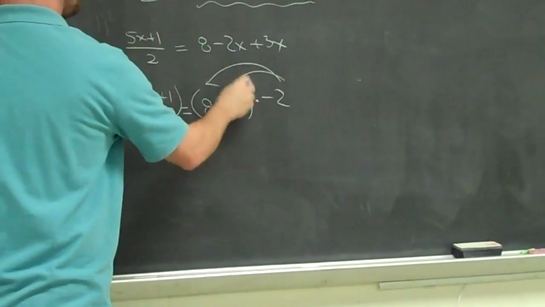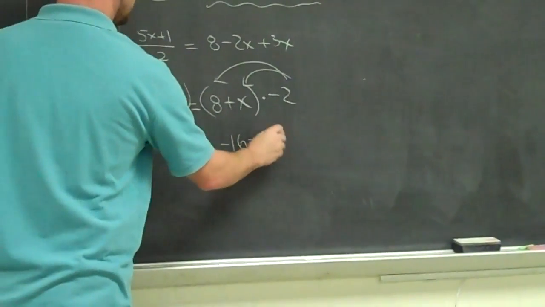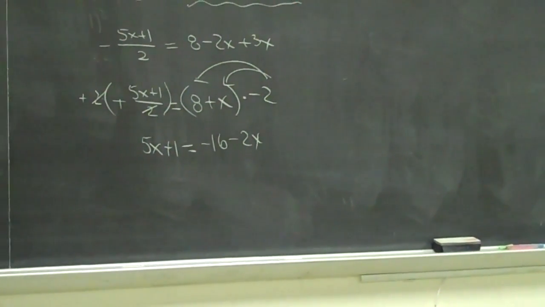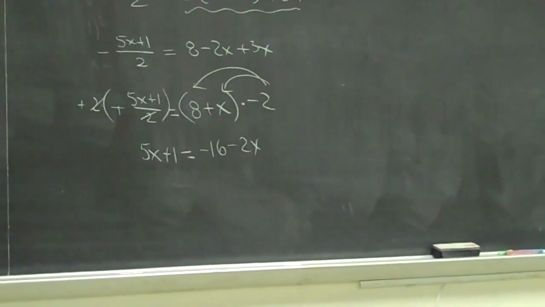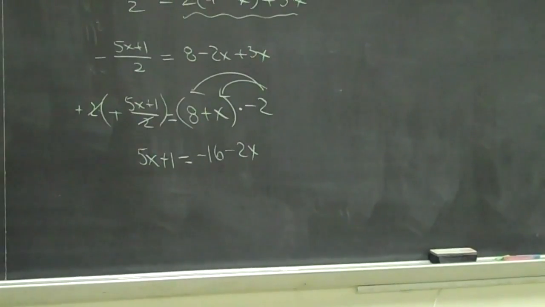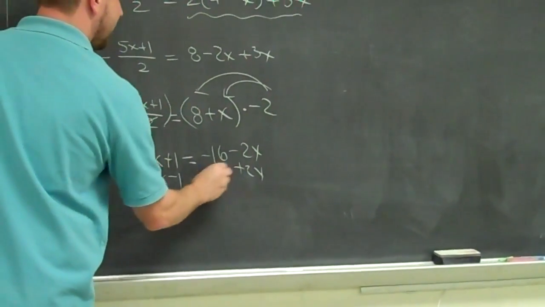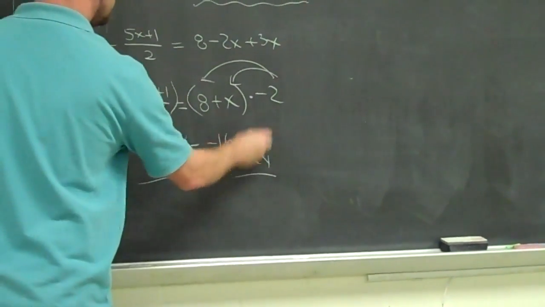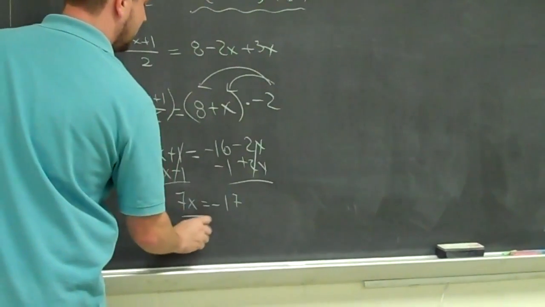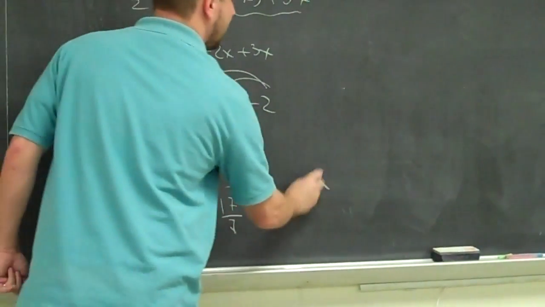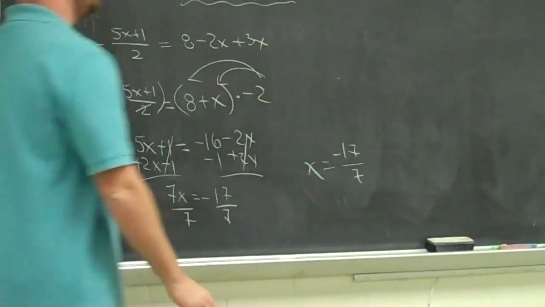Over here, I multiply this by negative 2, so that's negative 16 minus 2x. So, are y'all thinking add 2 x's and maybe subtract 1? Yeah. Add the 2 x's off. And maybe on the next step, I'm going to subtract some 1s. So I get 7x equals negative 17. So negative 17 over 7.